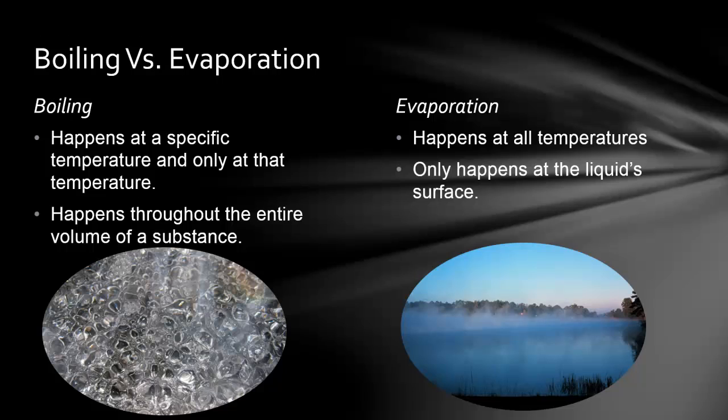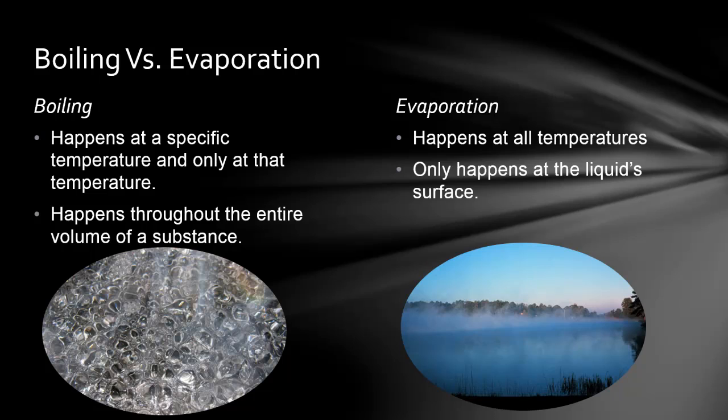Boiling and evaporation. These are both methods of getting a liquid into a gas. Boiling happens at a specific temperature and only at that temperature. And it happens throughout the entire volume of a substance. Evaporation, on the other hand, happens at all temperatures. And it only happens at the surface of the liquid, not in the entire volume.